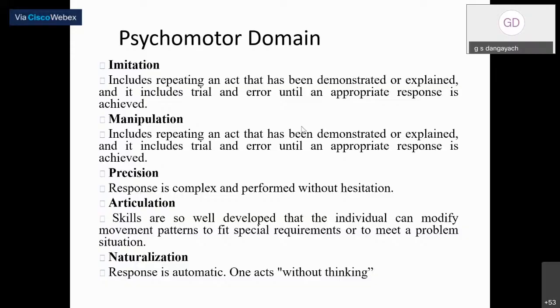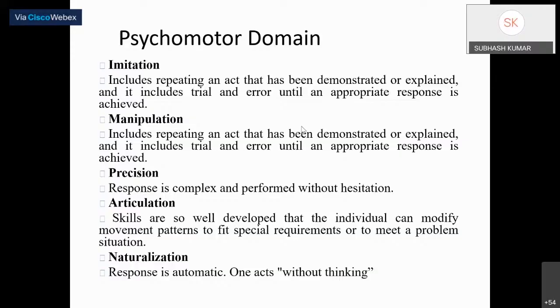Precision is the next level. The response is complex and performed without hesitation. Next is articulation. Skills are so well developed that the individual can modify movement patterns to fit special requirements or to meet a problem situation. And last is naturalization. Naturalization: the response is automatic. One acts without thinking.